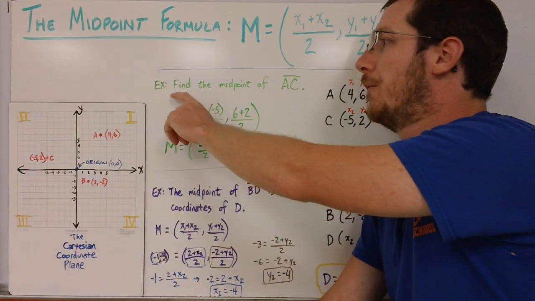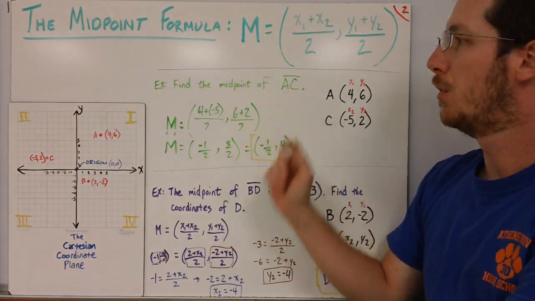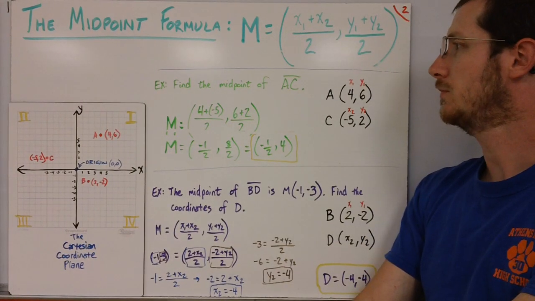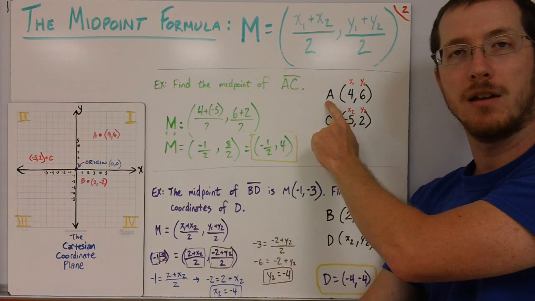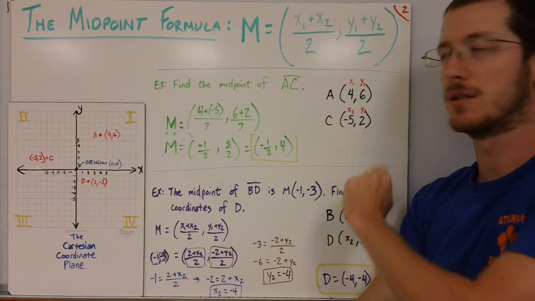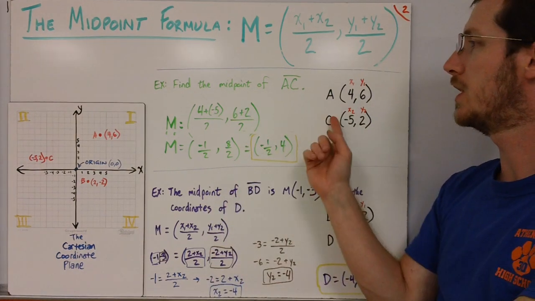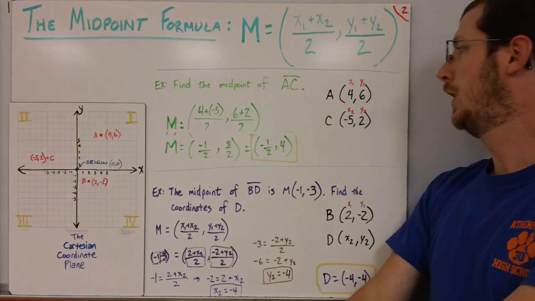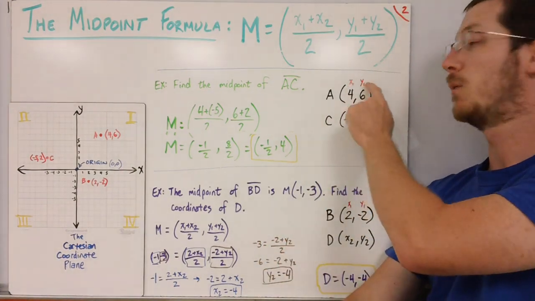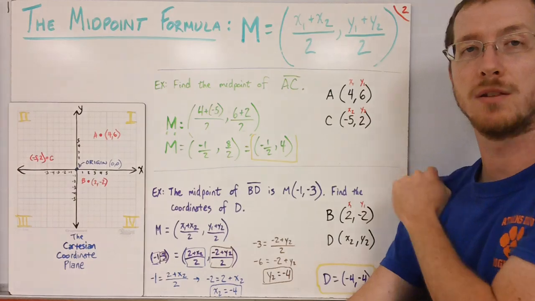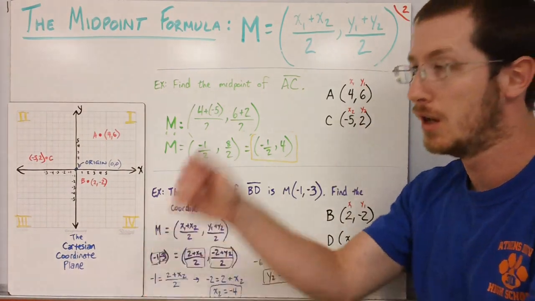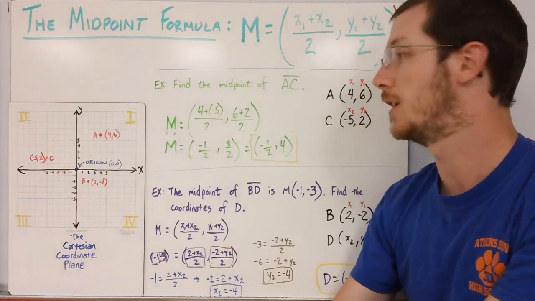Okay, so first example, let's say we want to find the midpoint of segment AC. Let's take our points A, find its coordinates, point C, find its coordinates. Sometimes you'll be given these, sometimes you'll be given a graph. Go ahead and label them just like we did with the distance formula: x1, y1, x2, y2, and then plug them into the formula. Just like with distance formula, plug them in, simplify, see what you get.